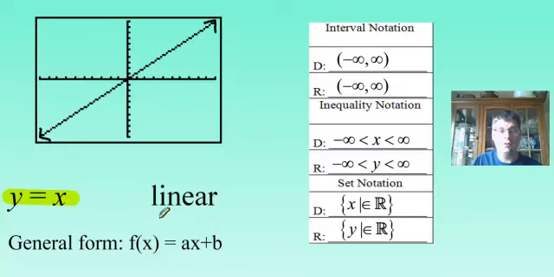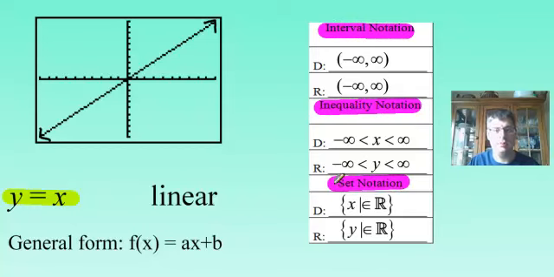The general form we recognize as f of x equals ax plus b, or you may also know it as mx plus b. I prefer personally to use a for slope, as you'll see why in a minute. So when talking about the domain and range, there are different ways in which you can show it. We have what's known as interval notation, inequality notation, and set notation.